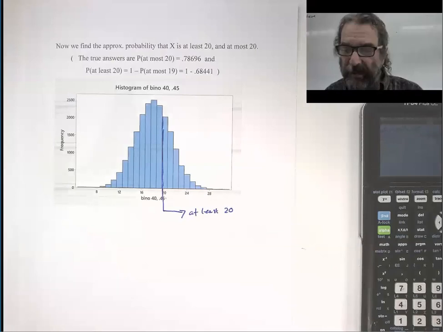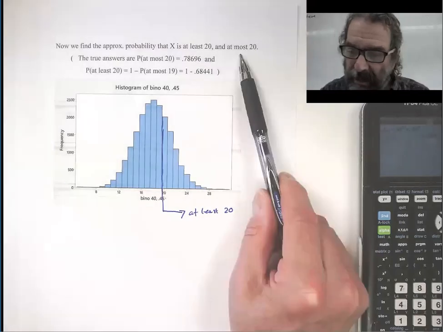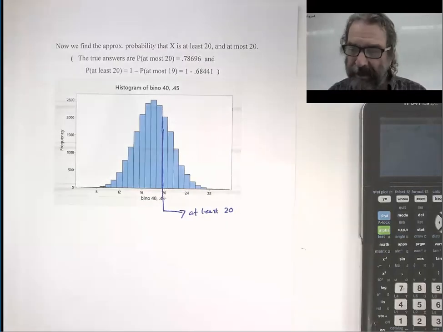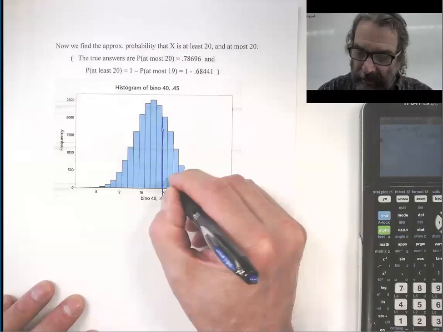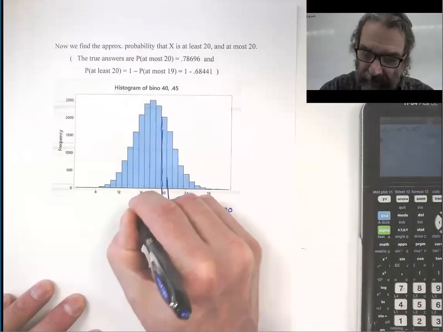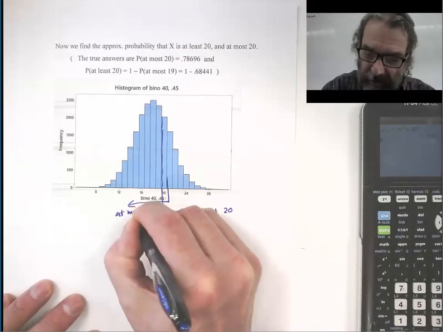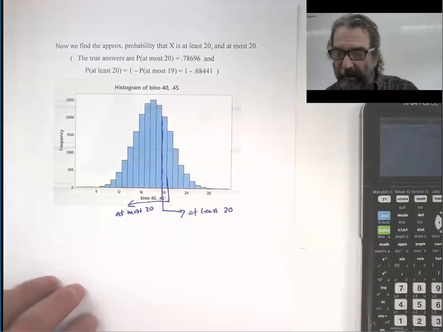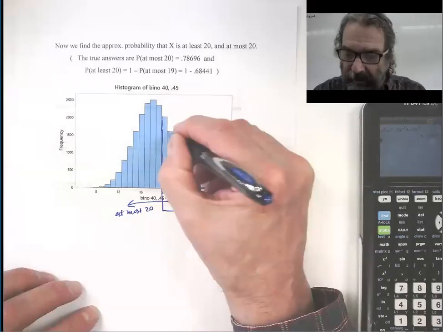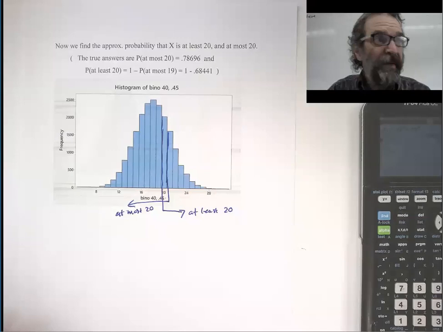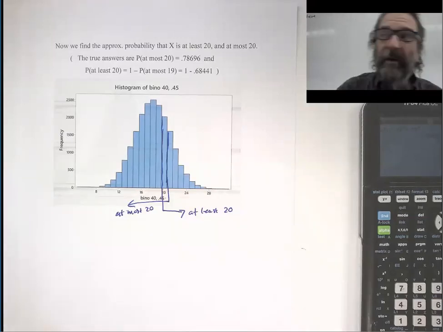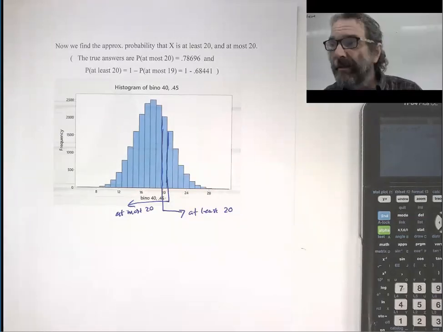Okay, at least 20. Another one says at most 20. At most 20 is 20 or less. There's 20 or less, at most 20, like that. So we find the area on the left-hand side for at most 20, and the area on the right-hand side for at least 20.